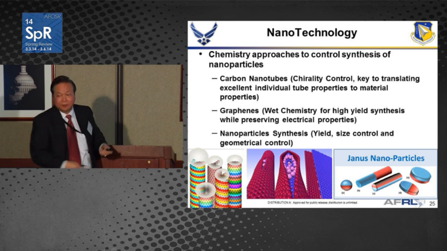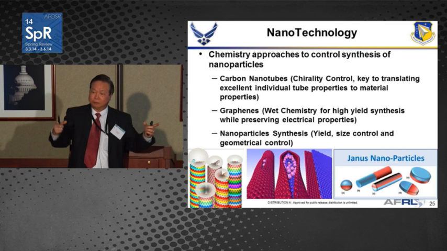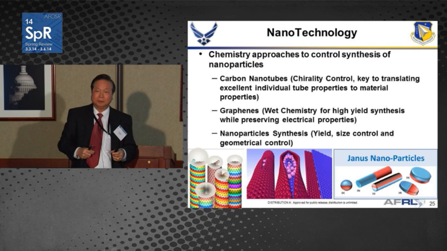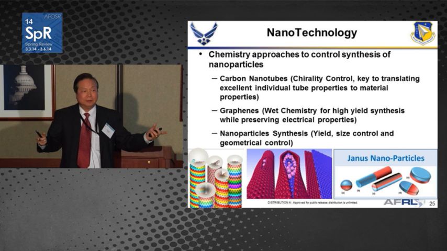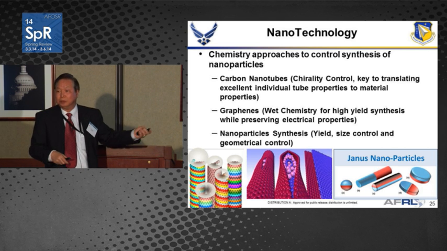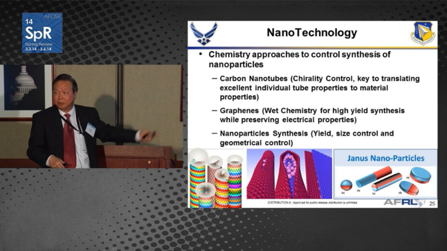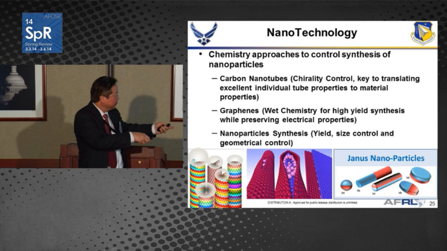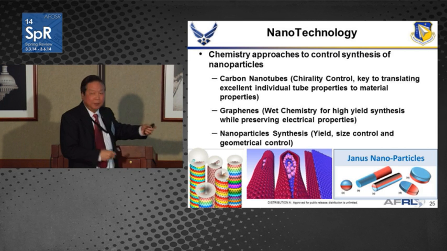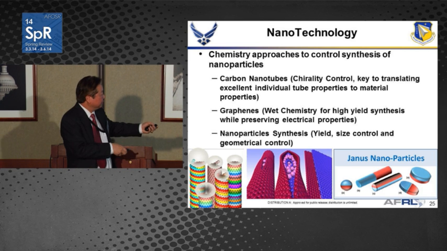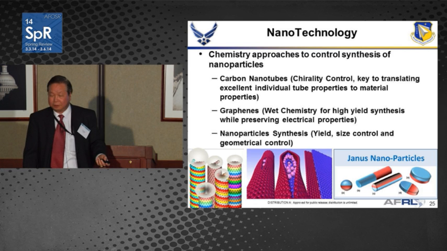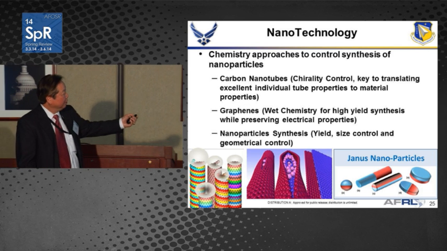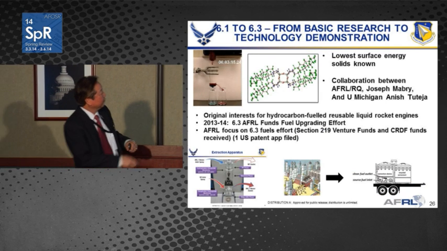And also the graphene, right now you could grow large area in single layer or multi-layer, but it's not large quantity. What we want to do is use wet chemistry to scale up this synthesis, but retaining the electronic properties, and also the nanoparticle synthesis to make different, difficult to make particles. But I want to illustrate this part.